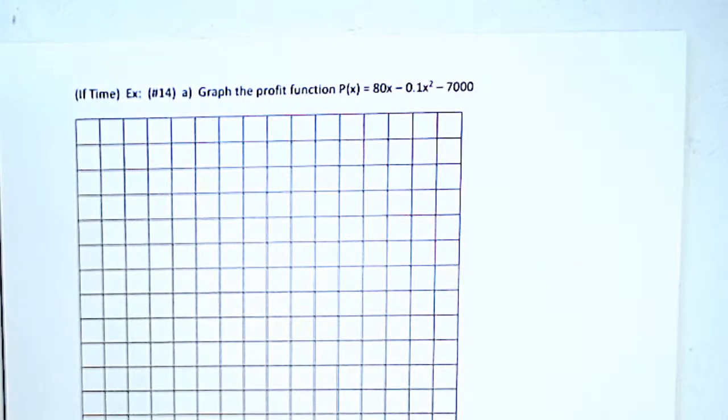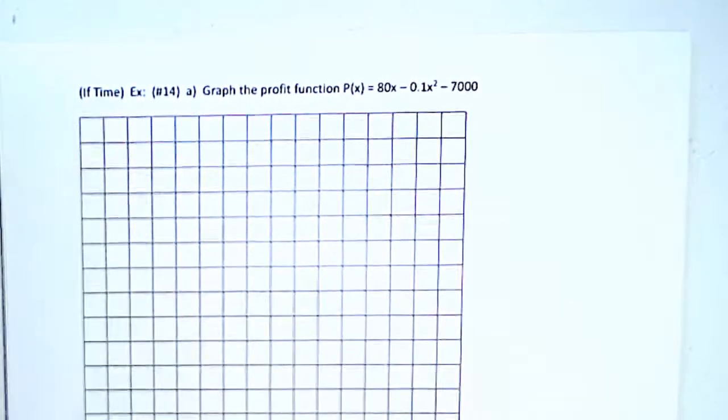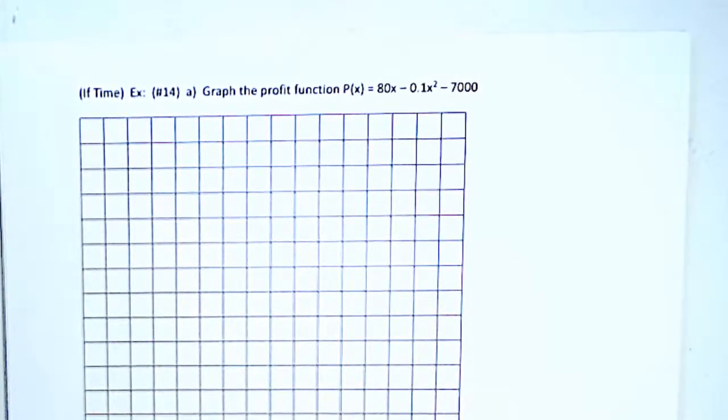Woohoo, we're live. This is Math 75, section 2.3, page 2. Very exciting. And it says if time, and of course we have time. We have nothing but time right now. So what we're going to do is go through the process of graphing an entire profit function. This is very exciting.